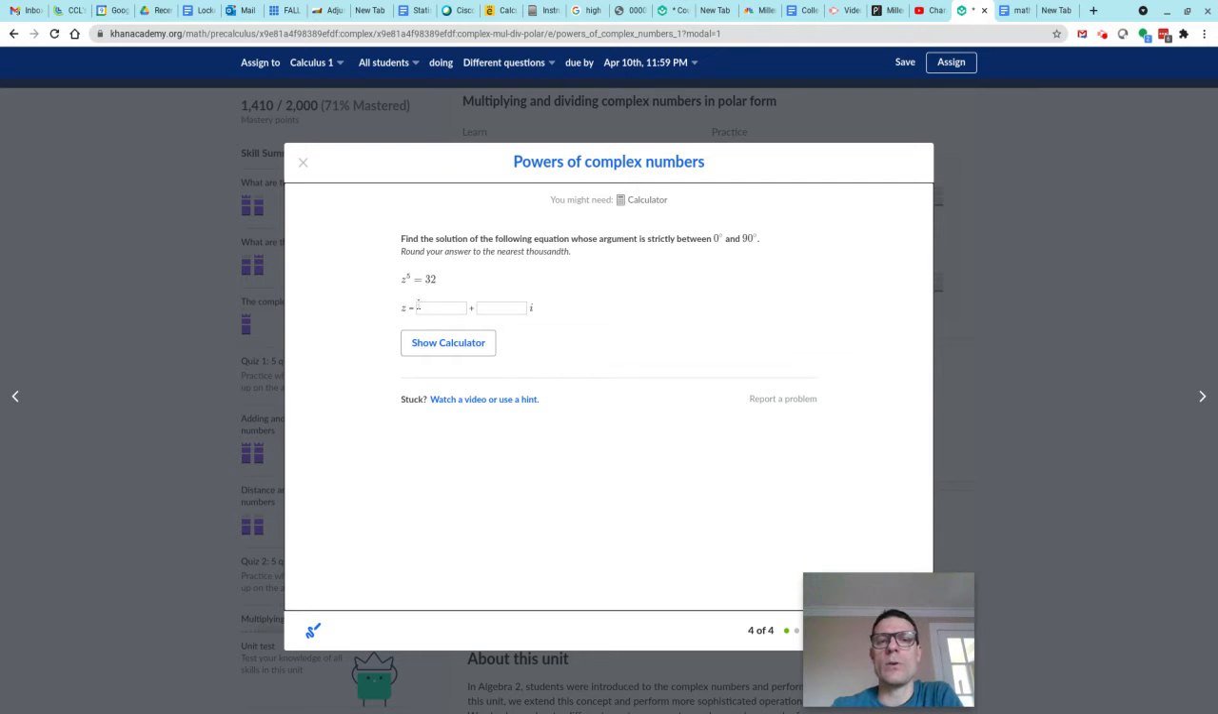Okay, and we want to find out what the value of the complex number is right here. And there's actually a whole bunch of solutions, and we're told to find the solution whose argument is strictly between 0 and 90 degrees. That means whose angle in the polar form of the complex number is between 0 and 90.